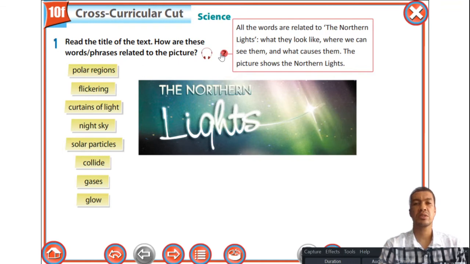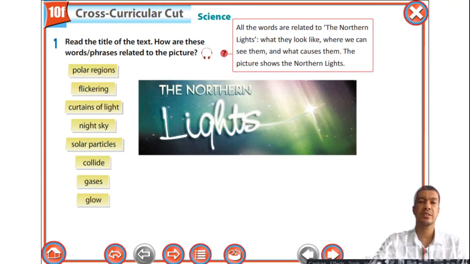The picture shows the Northern Lights, and later on we'll have an interesting video to show us a little bit more about this fantastic phenomenon that happens in the sky in the northern regions like your Canada and your Siberia and maybe a little bit of Russia as well. So let's move on to our next slide, and then we can see what the story is all about.